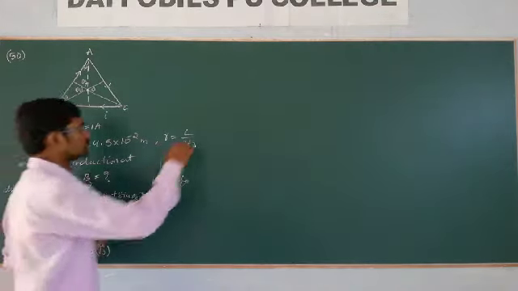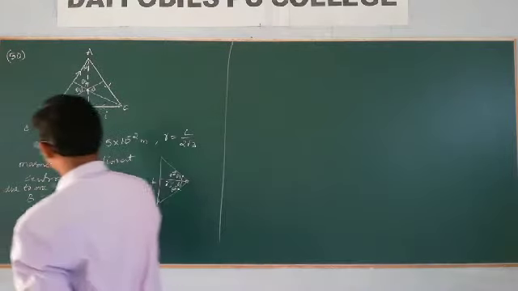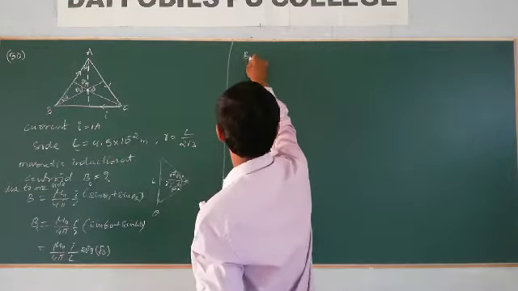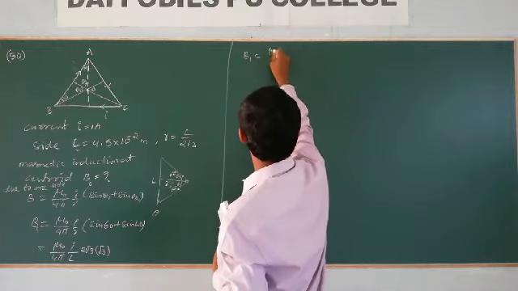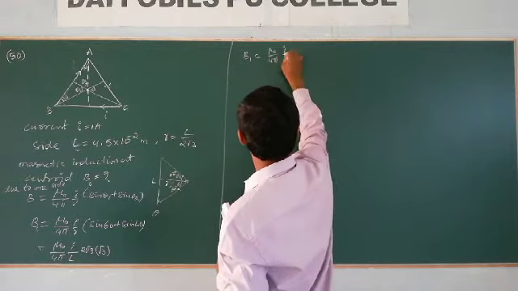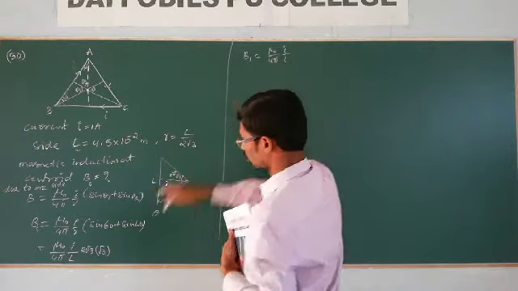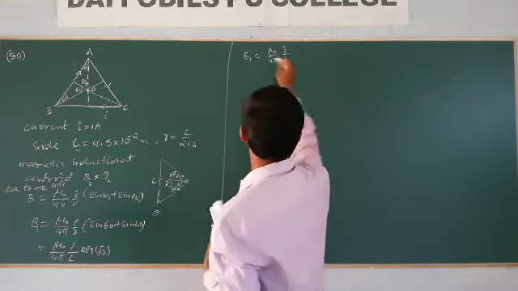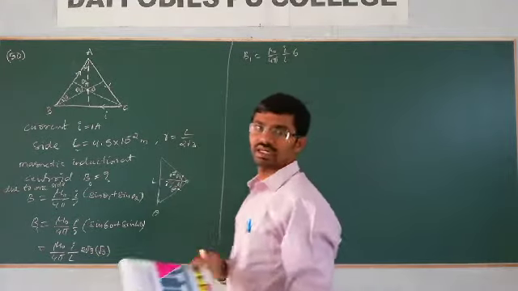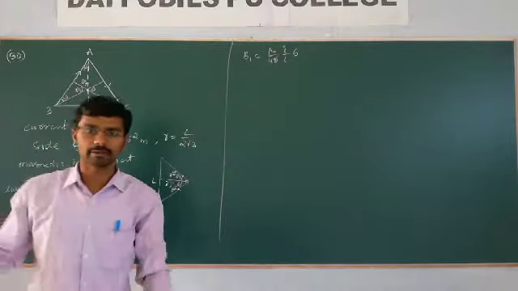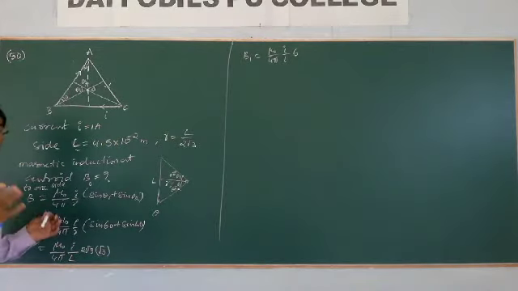So what do we get here? Therefore B1 is equal to μ0 by 4π I by L into 2√3 into √3 by 6. Remember, this is only due to one side, but what about the remaining two sides? They will be equal. All the magnitudes are equal.